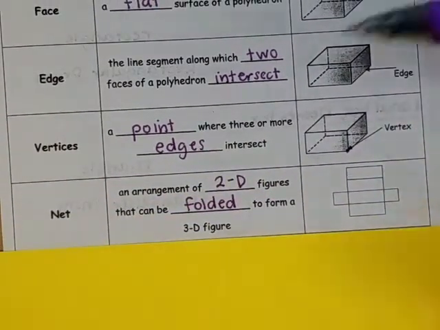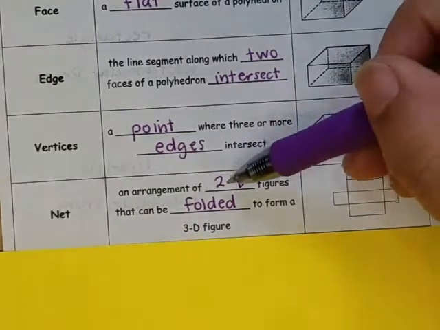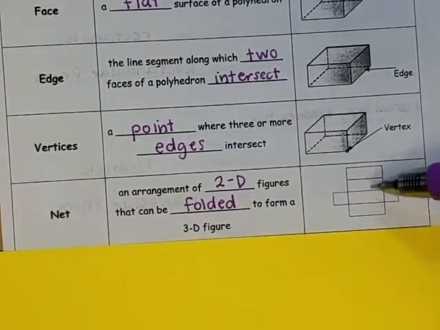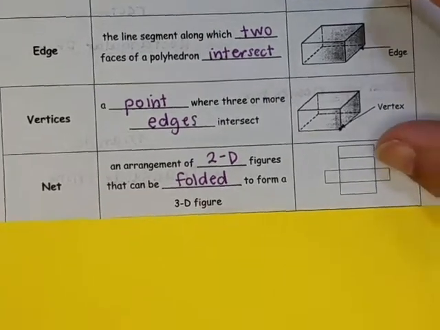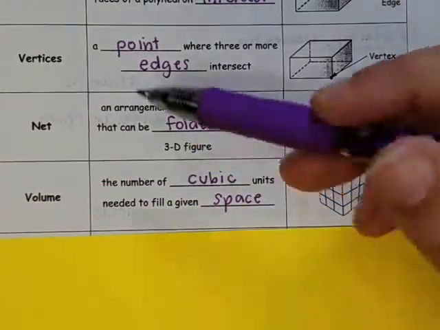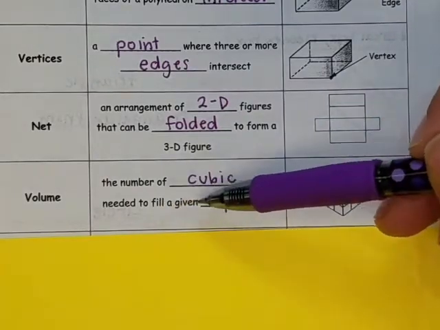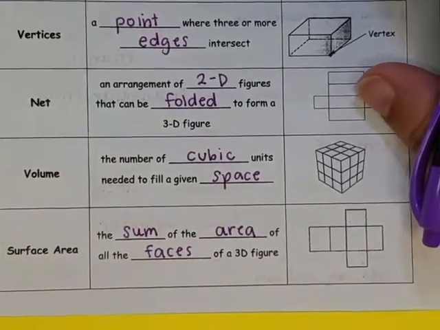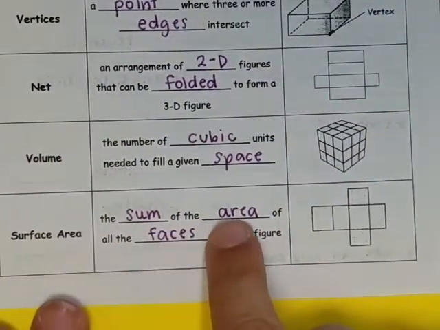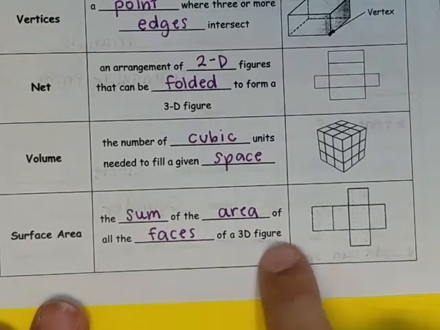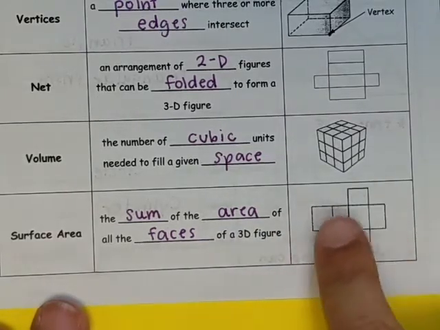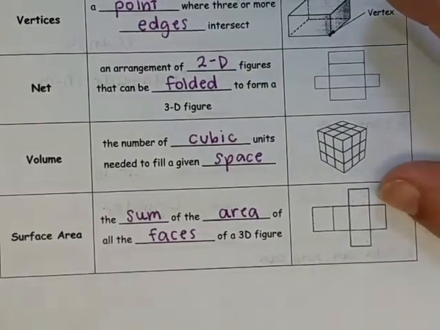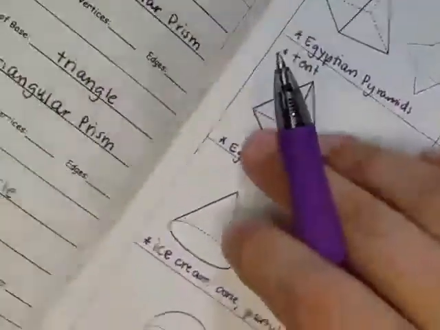Then we've got a net. It's a picture or a drawing of 2-dimensional figures that can be folded to form a 3D shape. So if we took this and cut it out and folded it, we could actually make a rectangular prism. Volume is just the number of cubic units it takes to fill a given space. So there's a picture of that. And then surface area is the sum of all the areas of the faces of a 3-dimensional shape. So we can draw a net, figure the area of each of these pieces, and then add them together, kind of like a composite figure. Okay, so that's all the vocabulary on the front.